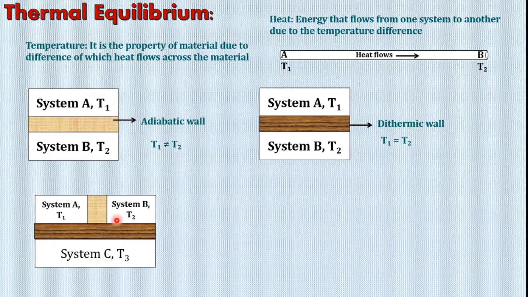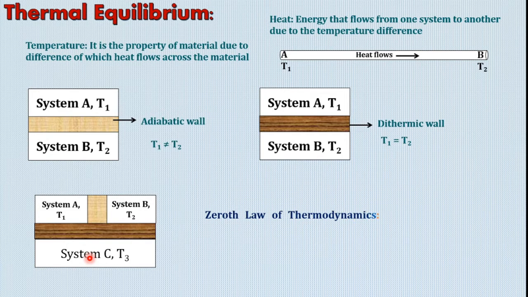Now you see these three temperatures are different. T1 is different than T2, and T2 is different than T3. Though systems A and B are not interacting with each other, they are individually interacting with system C. And what will you observe after some time? There will be energy transfer across A and C, and across B and C, and after some time the temperature of all three systems will become the same, irrespective of the fact that there is an adiabatic wall between system A and B and there were no interactions between them. So this is the zeroth law of thermodynamics.